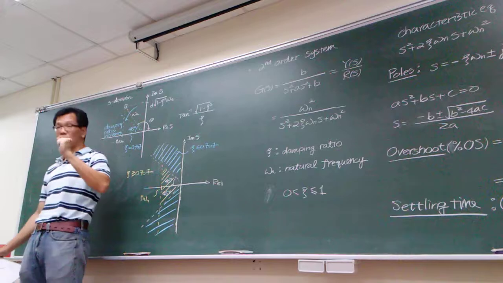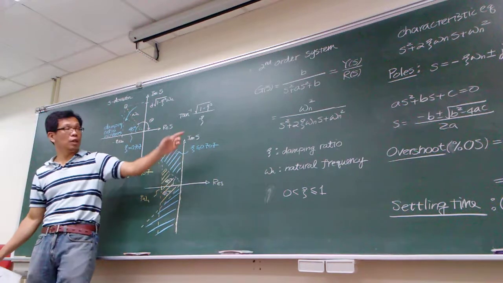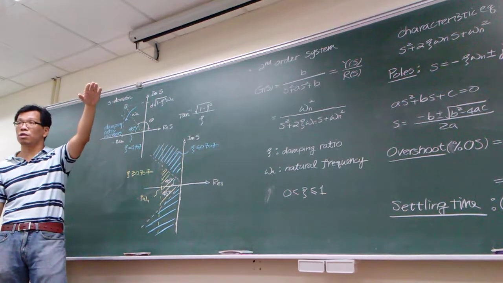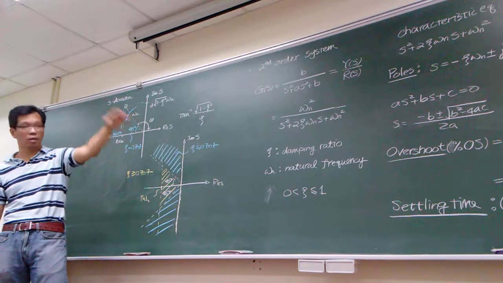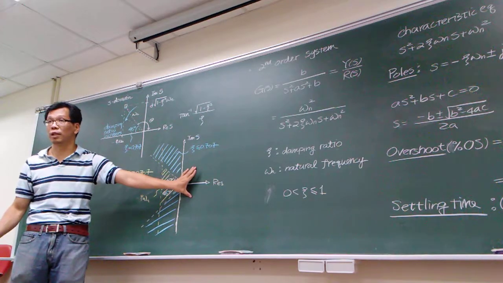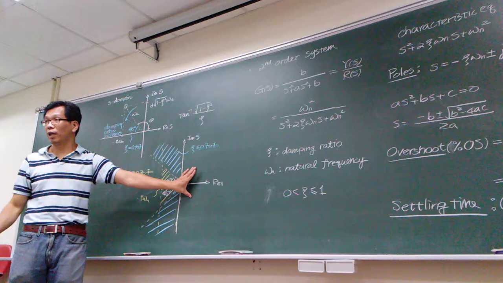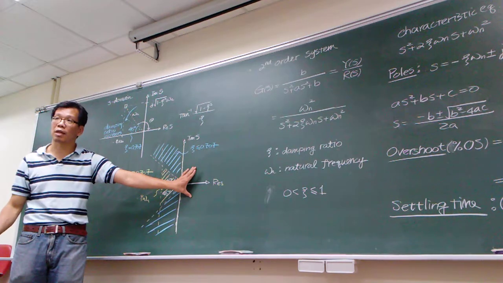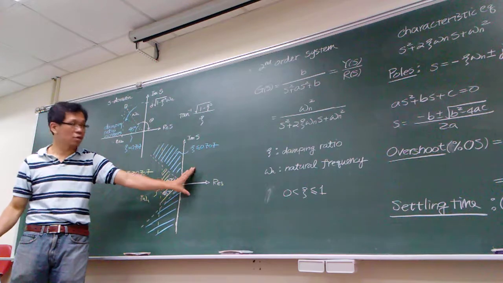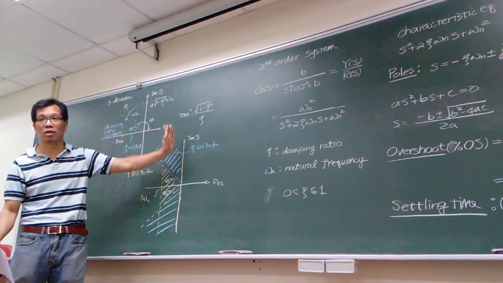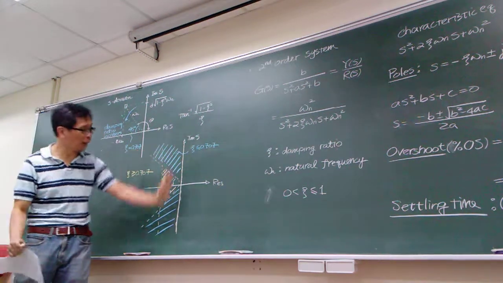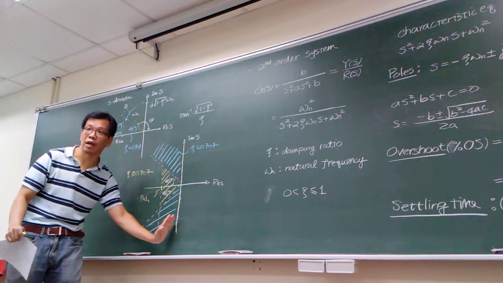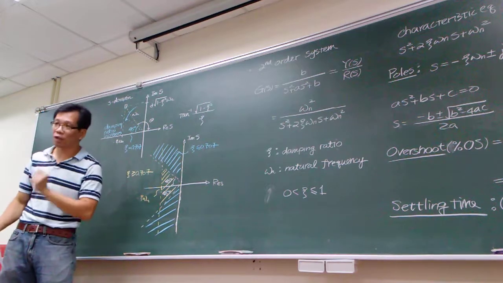If I have my poles over here, what happens to my system? Unstable. Very good. It's going to be unstable because instead of converging to a constant, your system is going to diverge. Right? And when we say our system is divergent, it means that my system is not stable. So if your damping ratio is 0 or you have your poles located right on this line, your system is critically stable.